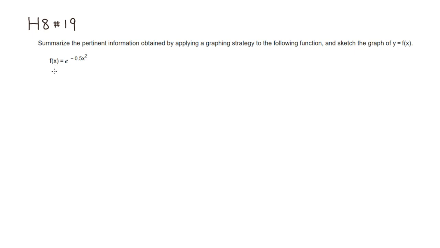We set x equals 0. So f of 0 is going to be e to the 0, which is going to be 1. So the y-intercept is 1. And we set this equal to 0, but this is an exponential function, and this is actually never 0. So there's no x-intercept, and the y-intercept is 1.